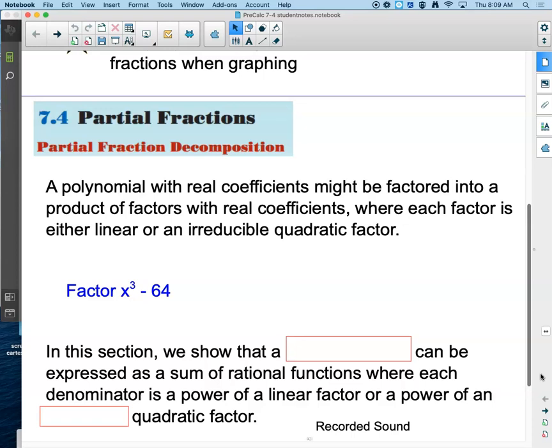So partial fraction decomposition. A polynomial with real coefficients might be factored into the product of factors with real coefficients, where each factor is either linear or an irreducible quadratic factor. So this piece here about an irreducible quadratic factor, that's for things like this. Now, why is that an irreducible quadratic factor? Because we can't factor it. You know, we don't know two integers that multiply to 3 and add to 0 so that there's no middle term. So that's an irreducible quadratic factor.